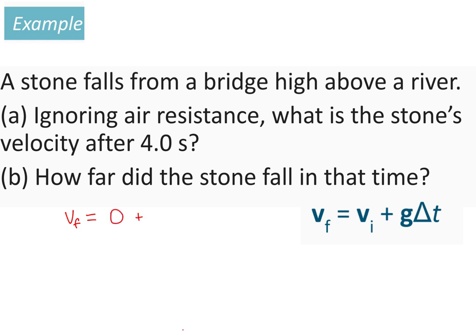What does G stand for? Negative 9.81 meters per second squared. And we are going to multiply that by 4 seconds.